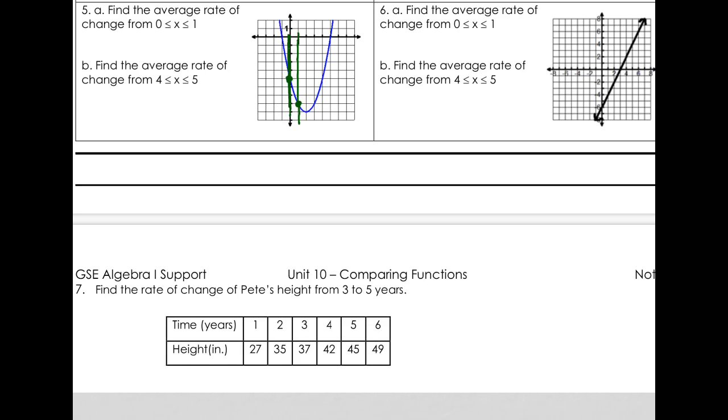And then you'd find it the same way you would find it on a linear equation. Go to your first point and you go count down: 1, 2, 3 over 1. So that would be a negative 3 over 1, which is equal to negative 3. So, rate of change for that section of the quadratic is equal to negative 3.